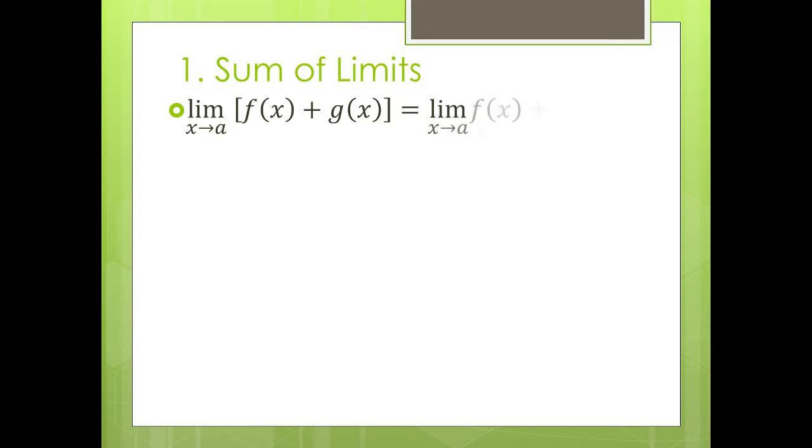First is that limits can be added together. So if the limits exist, then we can say the following. The limit as x goes to a of f of x plus g of x is exactly the same as the limit as x goes to a of f of x plus the limit as x goes to a of g of x. And we'll illustrate that with this function.